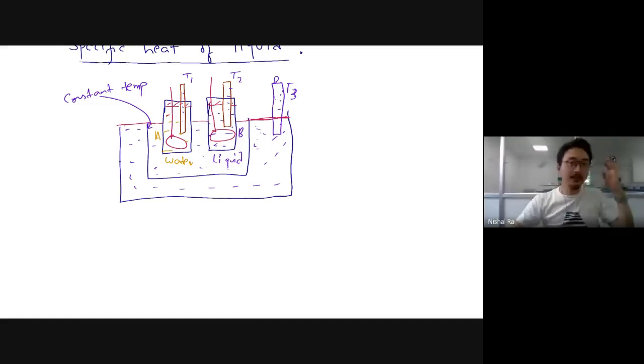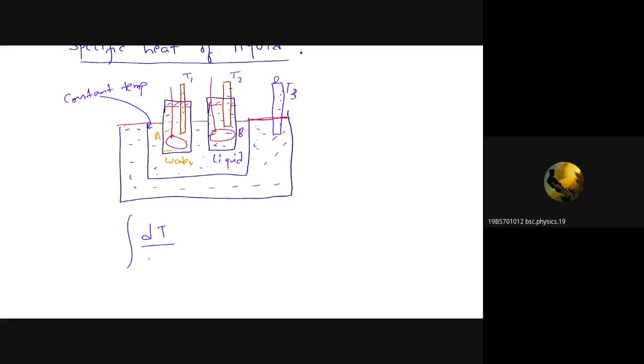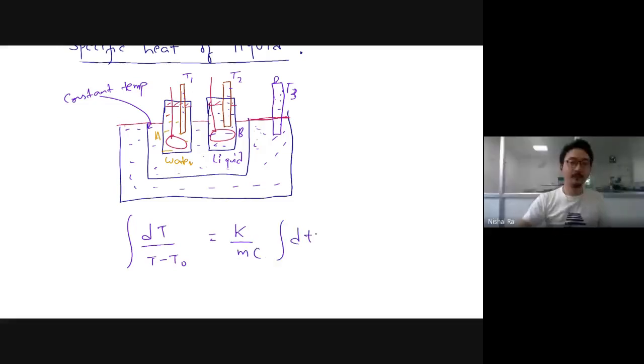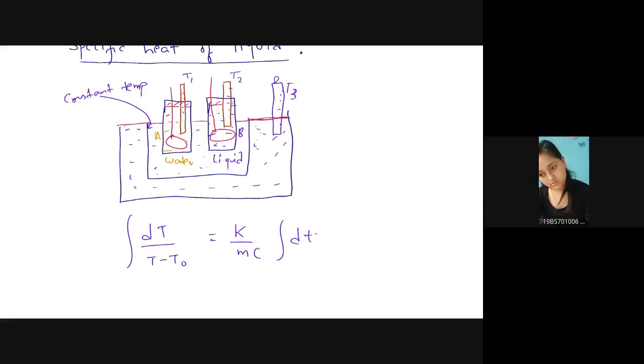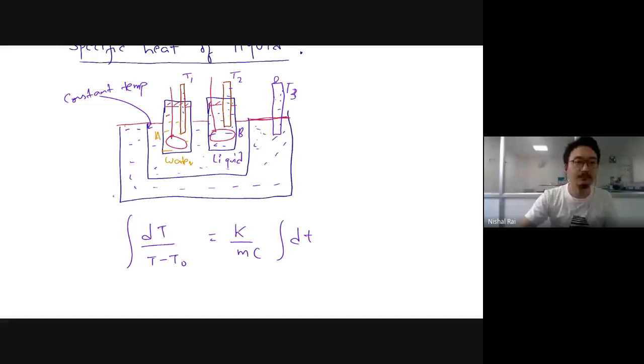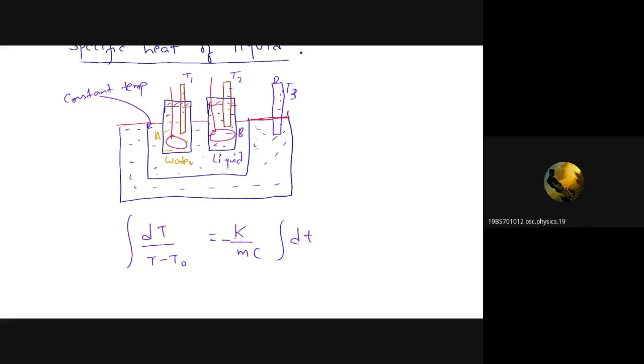Actually, what do we know? What will be the amount of heat over here? By Newton's law, we know dT/dt = -(K/MC)(T - T0). It was something like this, with a negative sign somewhere.